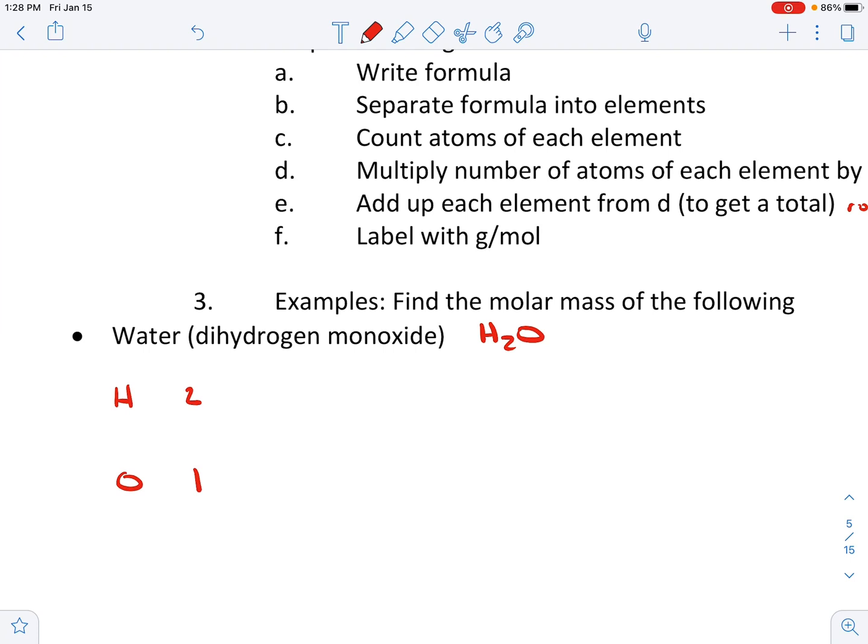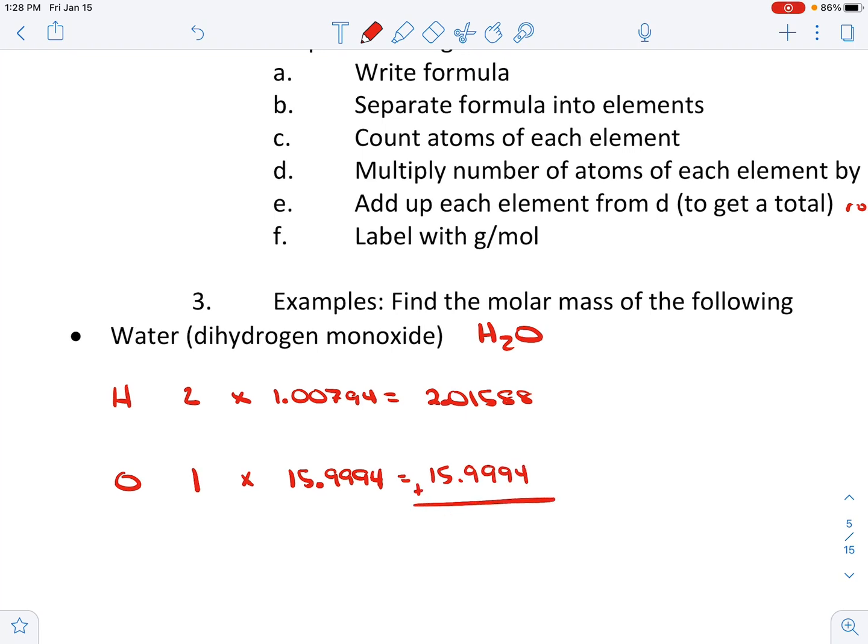We're going to multiply the number of atoms by their atomic mass. So we're going to take H, and we're going to take 2 times 1.00794, and then we're going to take 1 times 15.9994. Remember, no rounding here just yet. We'll round at the end. So in our calculator, we're going to type 2 times 1.00794, and that's going to give us 2.01588. Sorry, my decimal's not showing up right there. And then 1 times that is obviously 15.9994. And we're just going to add those two up.